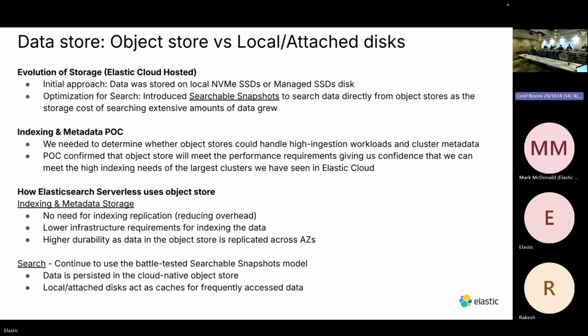Initially, when we started off with Elastic Cloud Hosted, our approach was to store the data on local NVMe SSDs, or attach managed disks, like EBS volumes, to the compute. Over time, we realized the operational pain it brings. We also realized that as the amount of data grows, because in the last 10 years the explosion of data has been happening, everyone wants to make sense of the big data that they have. We cannot offer customers the same set of performance because it becomes too expensive for them to manage. So that's why we optimized for search.